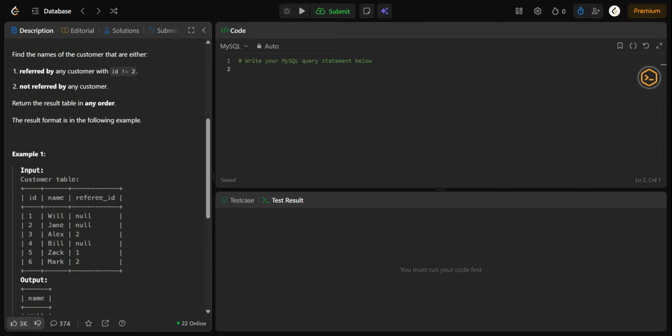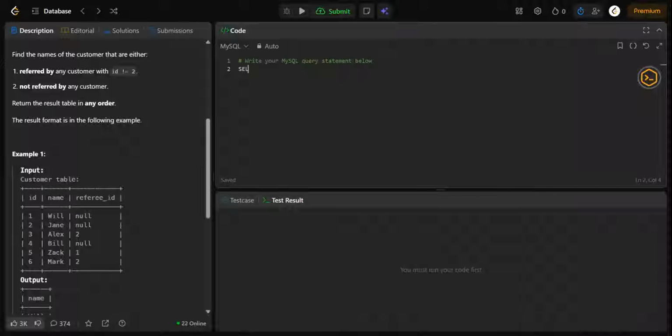So the main logic here is to include the customer where referee ID is not equal to 2, or referee ID is null. Make sure there are two conditions which we need to apply in our final answer, because null means nobody referred them. Got it? So now let's write down the query part, then you will understand the answer very well.